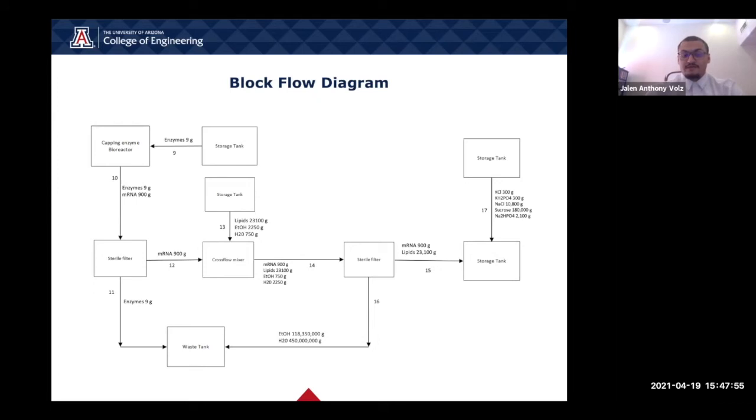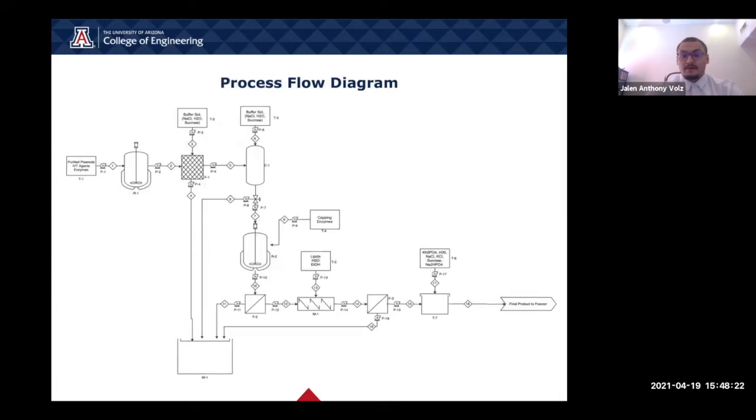In this storage tank, we have our finished product, but we must send it to a freezer for distribution. Our final product will contain 900 grams of mRNA, 23,100 grams of LNP, and the buffer solution. Moving on to the process flow diagram. This is going to wrap up the process that Gal and I had discussed into one condensed diagram showing all of our equipment as well as labeled stream numbers.